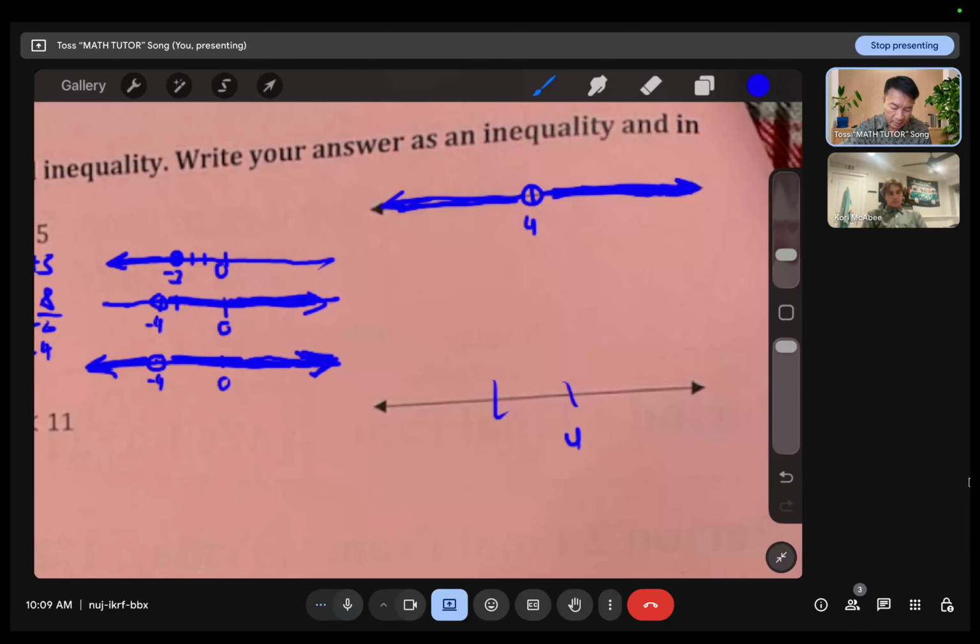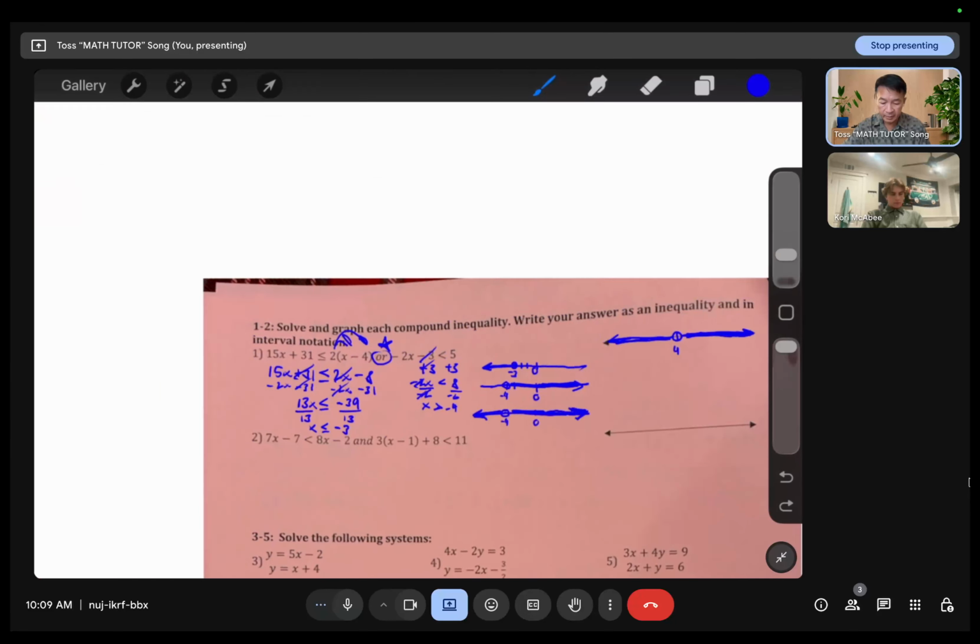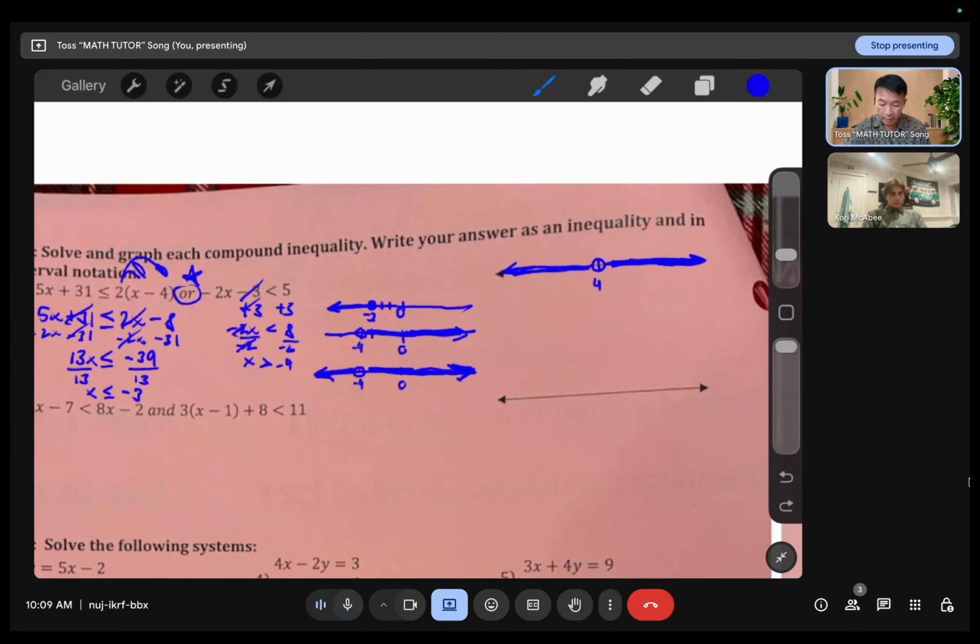I'm making this up, like -1, then you do that. But everything else you don't. Open dot, close dot, doesn't matter. Maybe this is the next one. Okay, this should be the answer for 1 with the or.